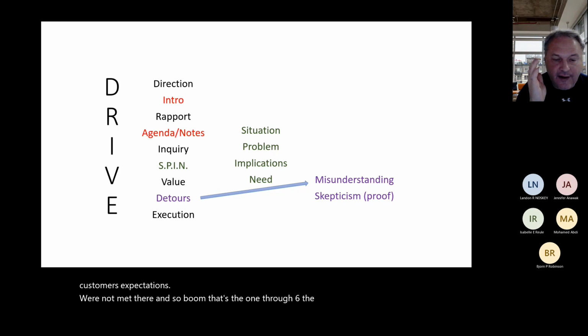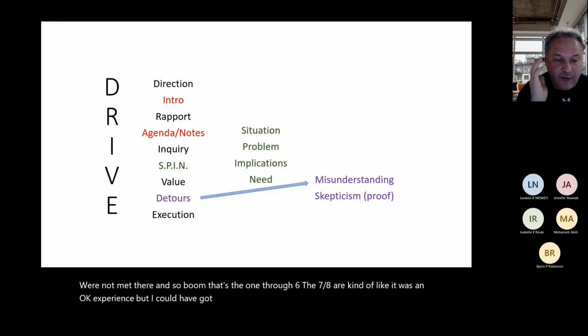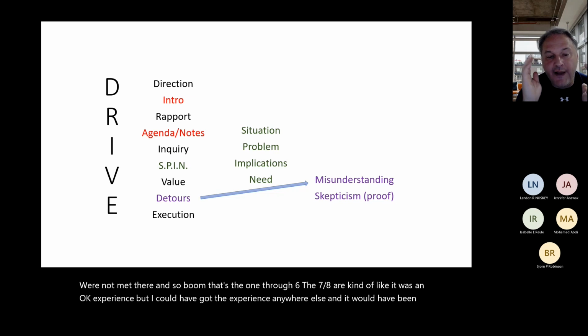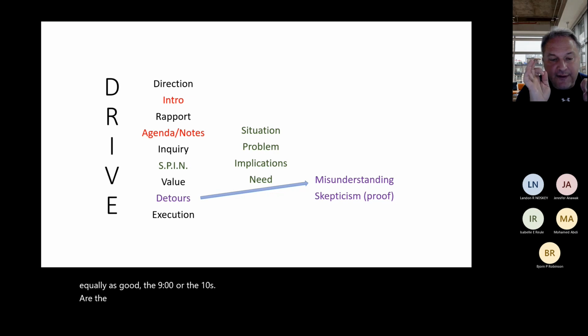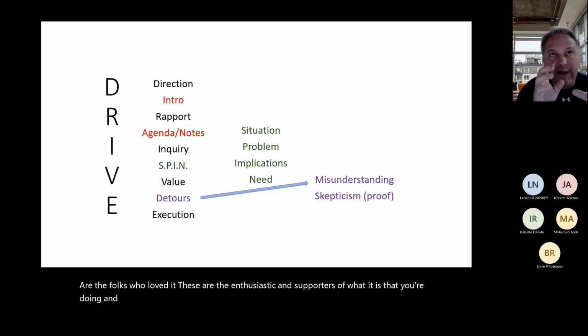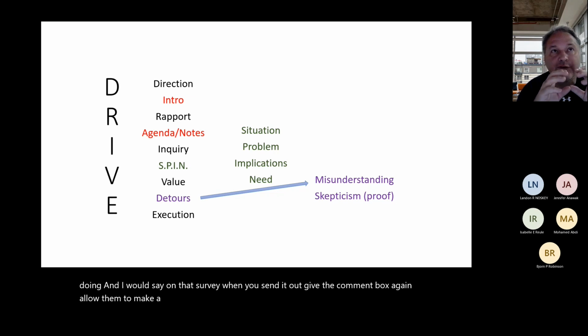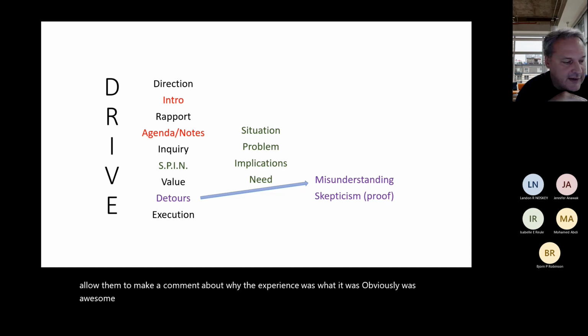The 7, 8s are kind of like, yeah, it was an okay experience, but I could have got the experience anywhere else and it would have been equally as good. The 9 or the 10s are the folks who loved it. These are the enthusiastic supporters of what it is that you're doing. And I would say on that survey, when you send it out, give the comment box again, allow them to make a comment about why the experience was what it was. Obviously, it was awesome and went above their expectations in this case.